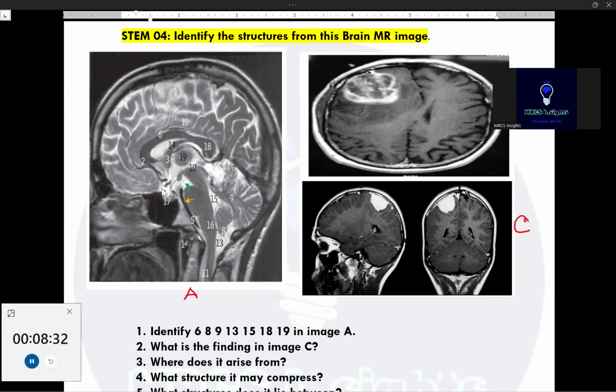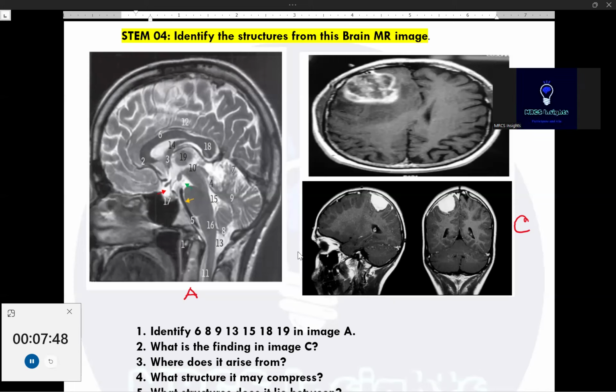Now tell me what is this red marked area? The red marked area will be the suprasellar cistern. Yes. So what is number 17 then? Pituitary gland. Excellent. So above the pituitary gland, there will be the suprasellar cistern. Now, what is this yellow marked area? The yellow marked area is going to be the prepontine cistern. Yes, so this is the pons and this is the prepontine cistern. And what is this green area? This is going to be the interpeduncular cistern.